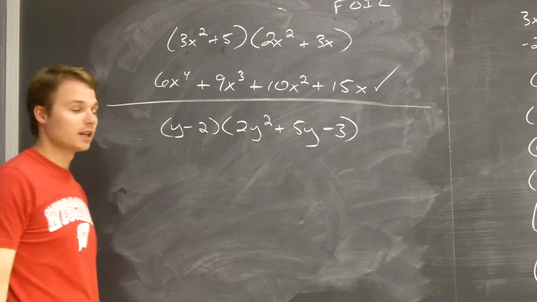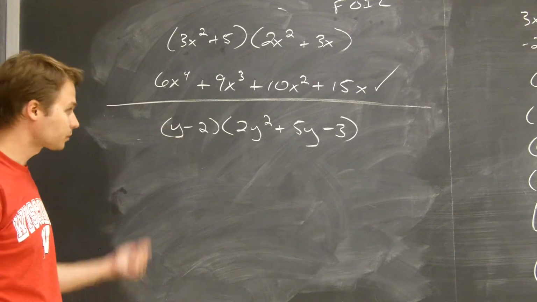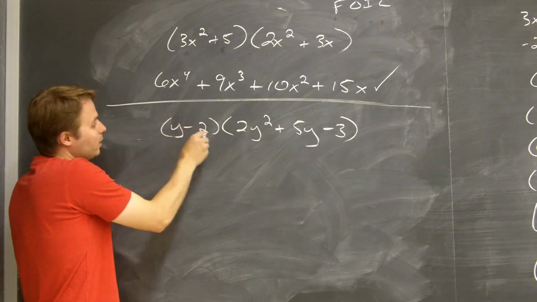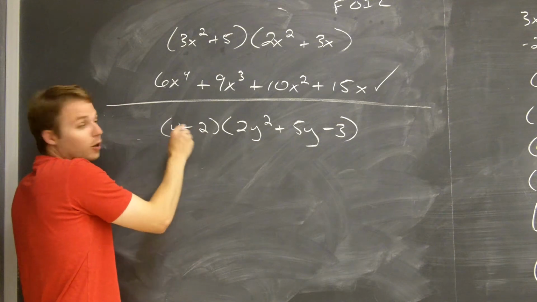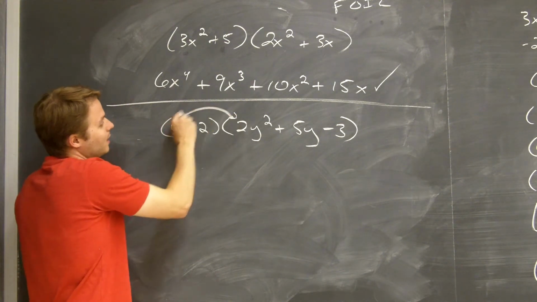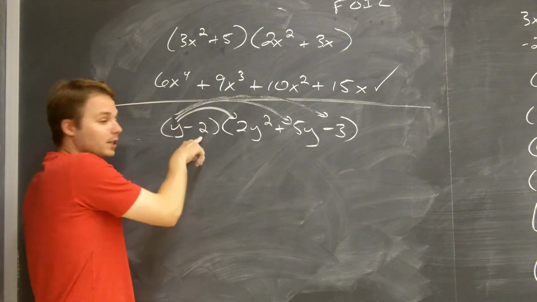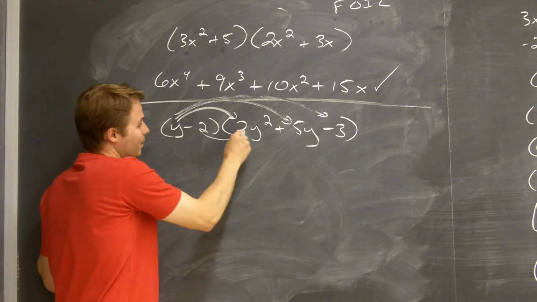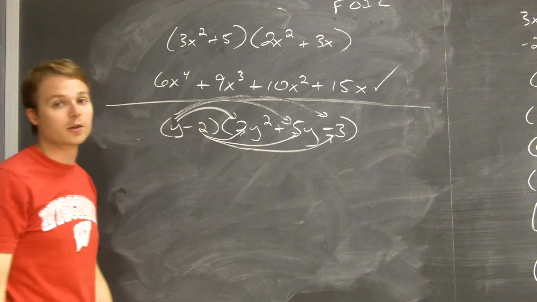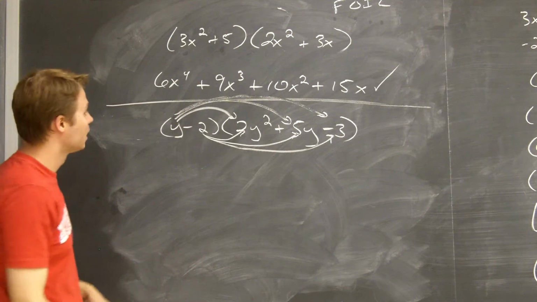Something like this, y minus 2 times 2x squared plus 5y minus 3. Again, the idea is to take y, or every part of this term, every term from this expression, I should say, and multiply this term times every term in the other expression. And then do the same thing with the negative 2. So I'm taking this negative 2 and multiplying it times every term in the other expression. So I should end up with 6 different multiplications that I'm doing here.